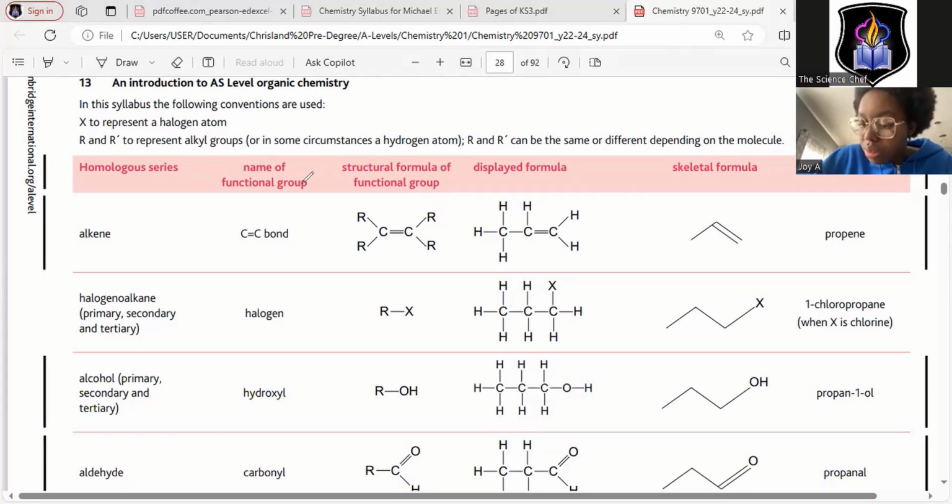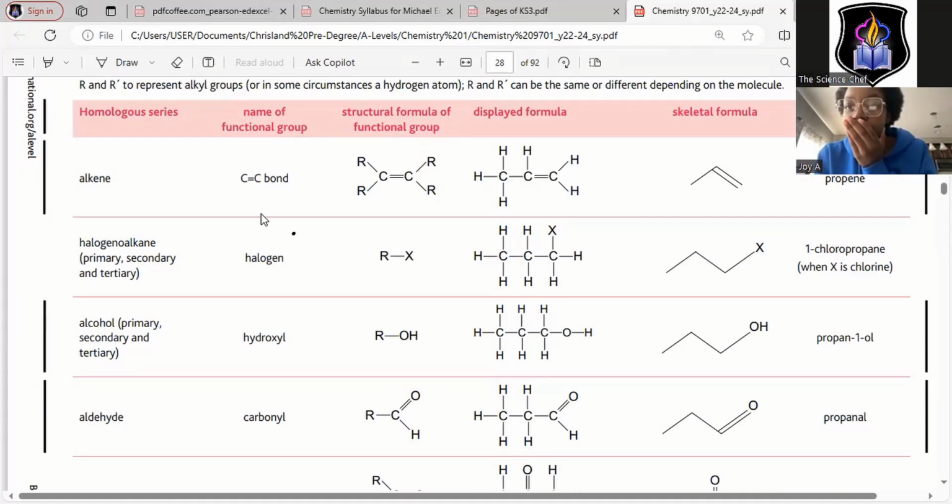So the homologous series is alkene, and the name of the functional group is carbon-carbon double bond. You can take a screenshot of this. So carbon-carbon double bond for the alkenes. Then this is a structural formula with the functional group, right? Yes, sir. Once you see this in the molecule of a compound, just know that this is an alkene, right? Yes, sir. So this is the displayed formula, this example is propene, right? Yes, sir. The skeletal formula we'll still talk about later, right? Yes, sir.